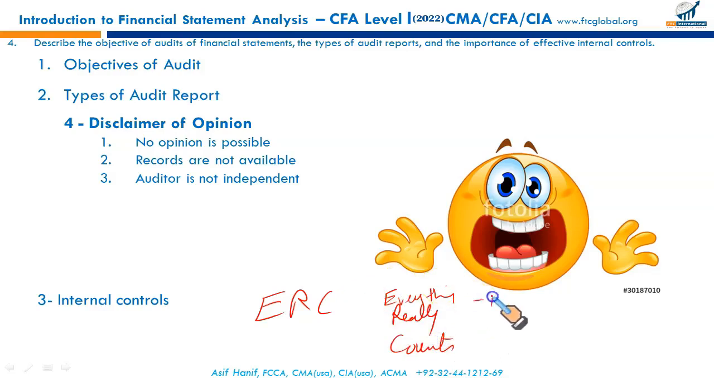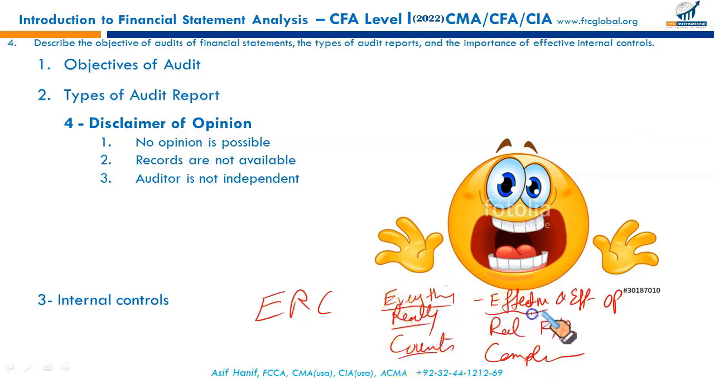How? E stands for efficient and effective operations. Reliability of financial reporting. And last, C stands for compliance with the laws and regulations. So this is internal control, a system of internal controls that ensures that everything really counts, that the system is efficient and effective with regard to operations, financial reporting is reliable, and there is compliance with the laws and regulations. This system is called a system of internal control.